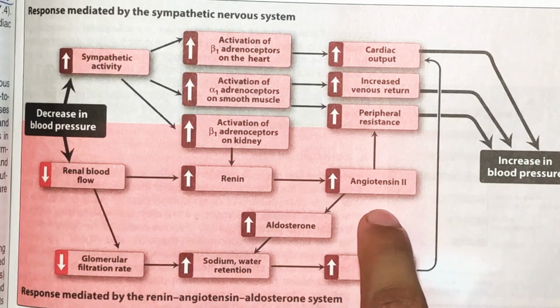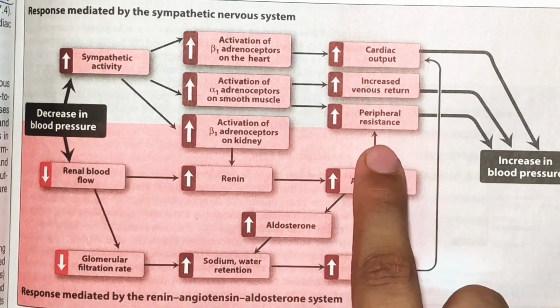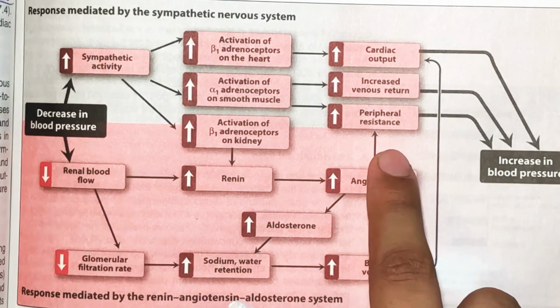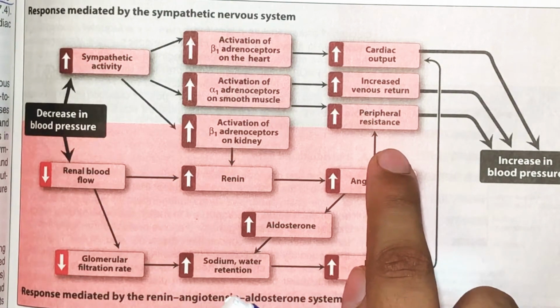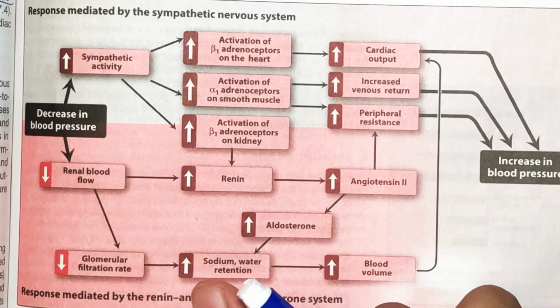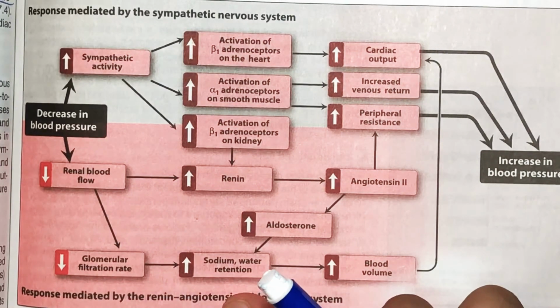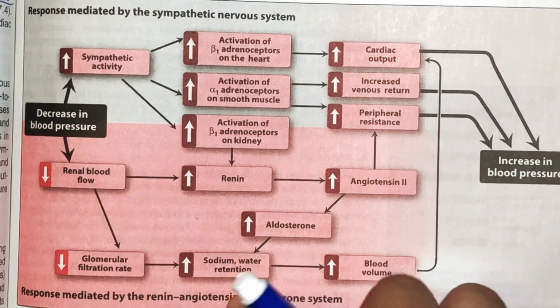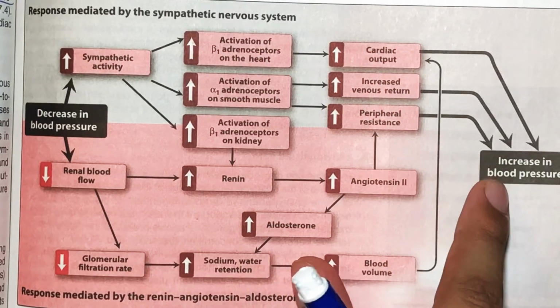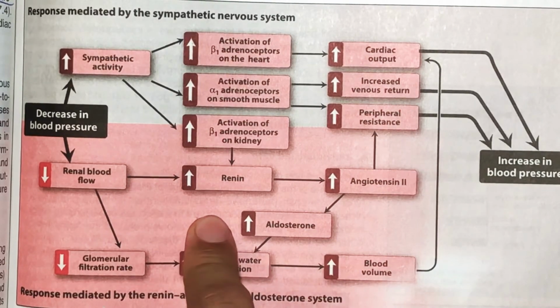And this angiotensin further causes vasoconstriction because it is a potent vasoconstrictor, and it preferentially will have vasoconstrictor action on the efferent arterioles of the renal glomerulus, and thus it causes the glomerular filtration to be increased. So this ultimately causes increase in blood pressure.